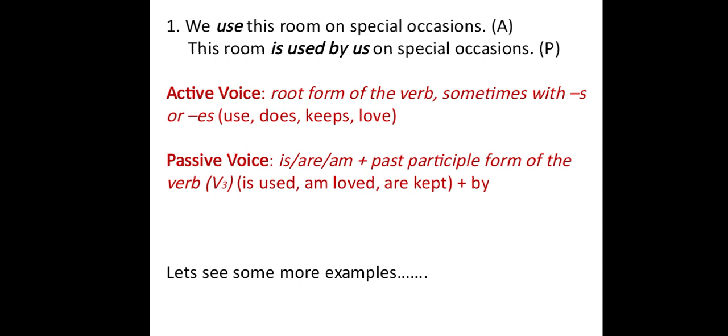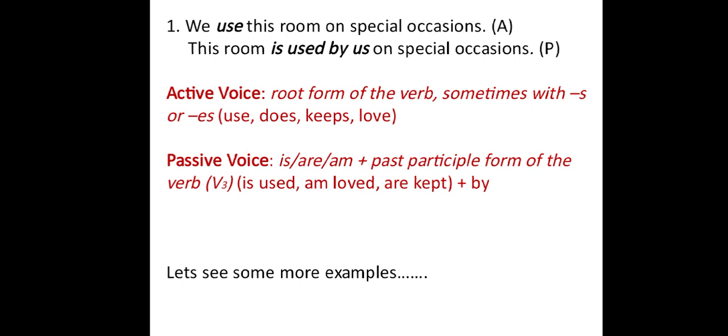Look at that key. Always while changing a sentence from active to passive voice, you need to check the tense or the verb form of that sentence. So first of all, you can see use here. Use shows us that this sentence is of simple present tense. So what is the active voice key of simple present tense? Root form of the verb, and when the subject is third person singular, then we add s or es to that root form. So you can get verb forms like use, does, keeps, loves, etc.